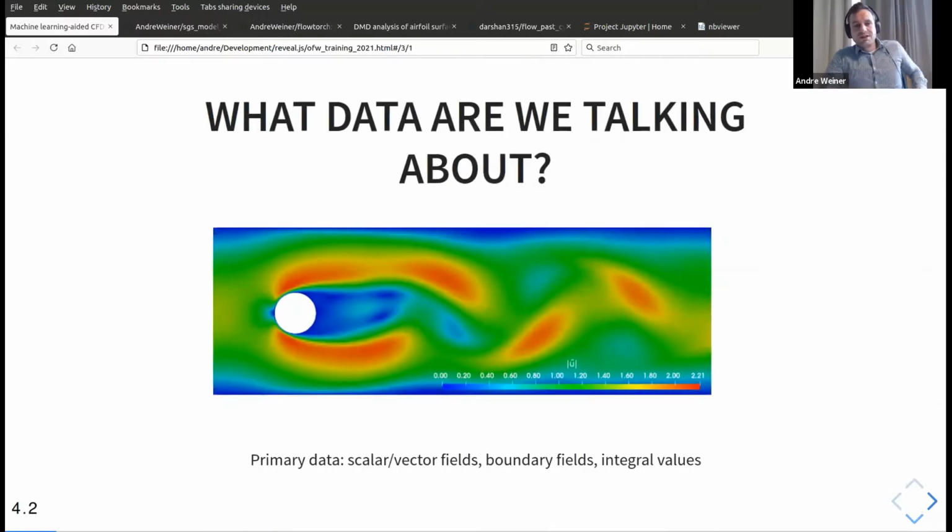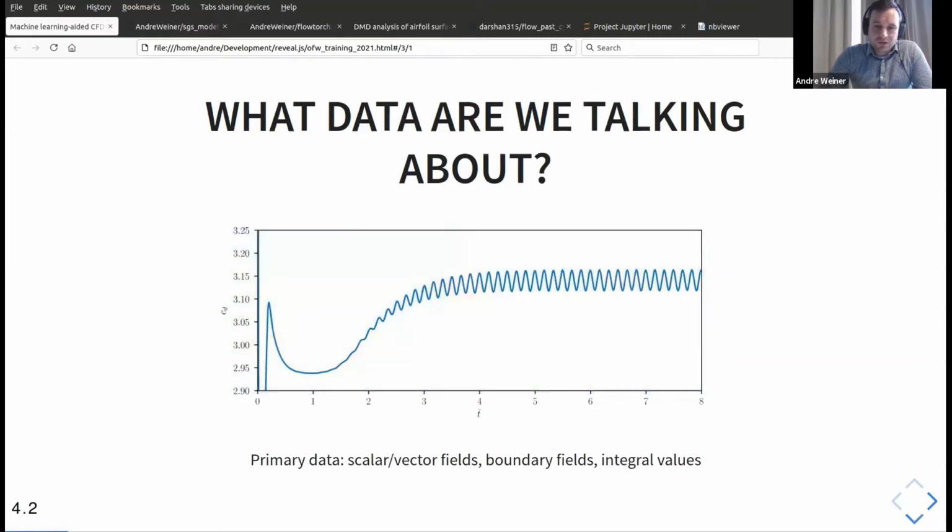If I say data, what do I actually mean? First of all, there's the obvious data: if you run a simulation, there's the velocity field, the pressure field, and so on in the volume, but also on the surfaces. And of course, there's also integral data, like force coefficients, for example, that you extract from your simulation.